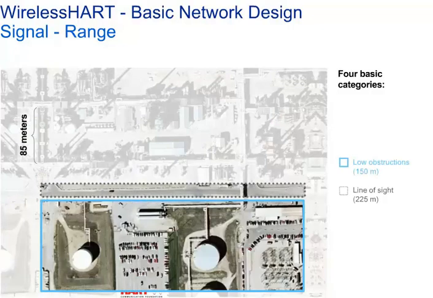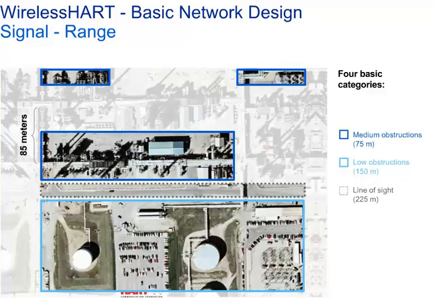Low obstructions. In this area, some infrastructure exists, but in this mostly open area you can still see from one device to multiple other devices. Medium obstructions. This is a denser environment, but there are still rather large areas that are not obstructed, such that a truck could be driven through.